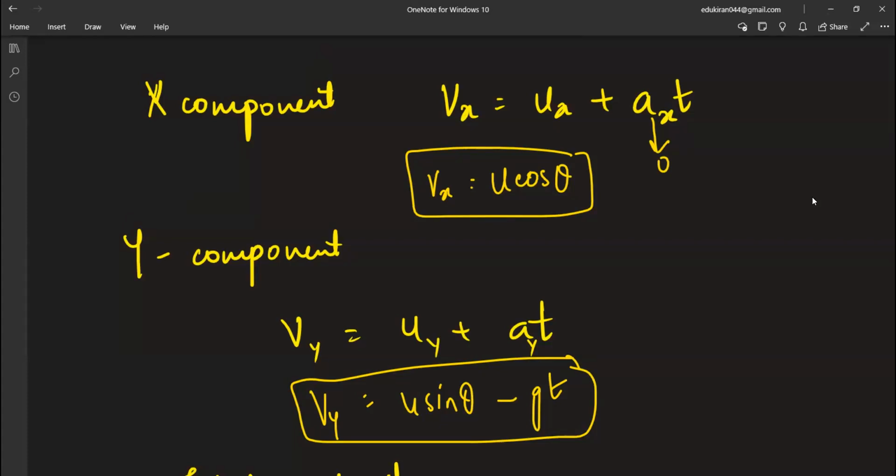Vy is u sin theta minus gt. This one you're asking, Martin? Yeah, sir. GT, yes. See, acceleration is g and time is t. Acceleration due to gravity we have taken, so downwards again we have taken negative, that's why minus.